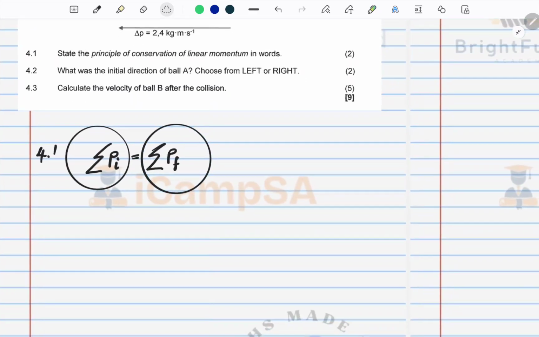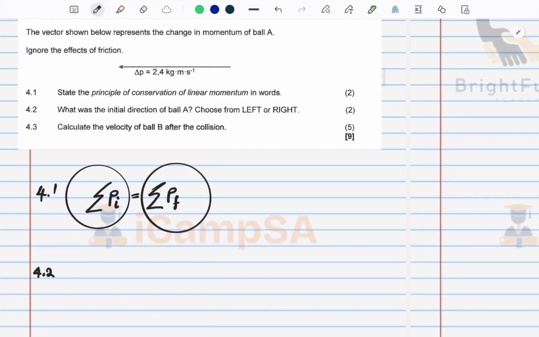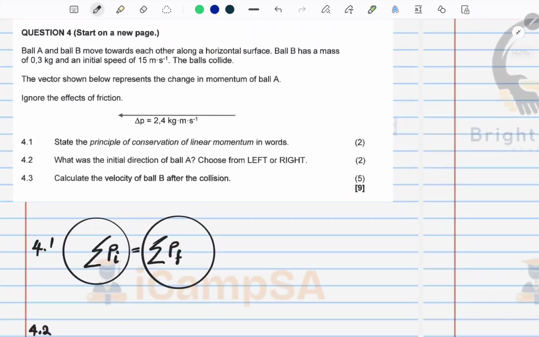And then for 4.2, what was the initial direction of ball A? Choose from left or right. Okay, so here you've got the vector diagram. So to determine your direction here, you can use a vector diagram, because you've already got this vector diagram here.